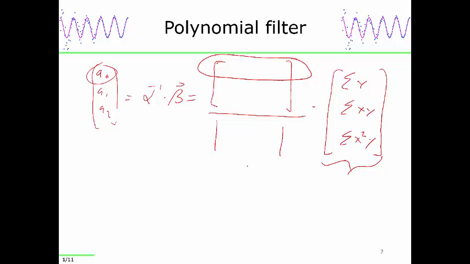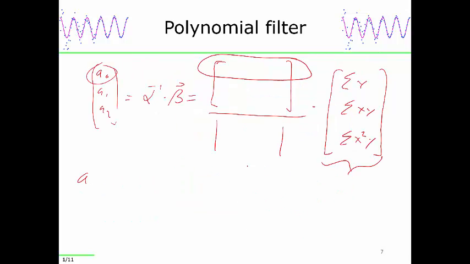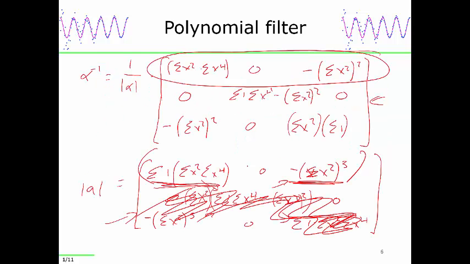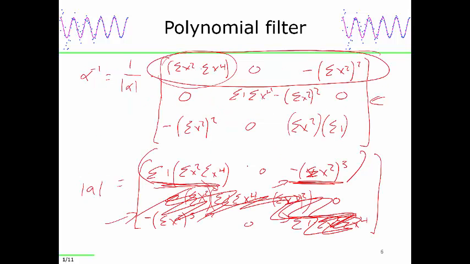All right. I digress. So we will go ahead and multiply beta, the elements of beta, by the first row of alpha inverse, which is this row. And it's actually kind of nice because we only have two elements of beta that we have to consider in the evaluation as well. So A0 is going to be the summation in Y times this entry, x squared x4.